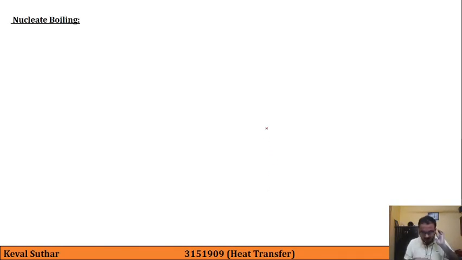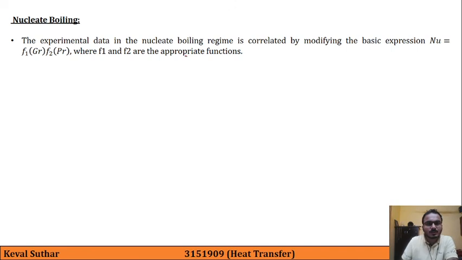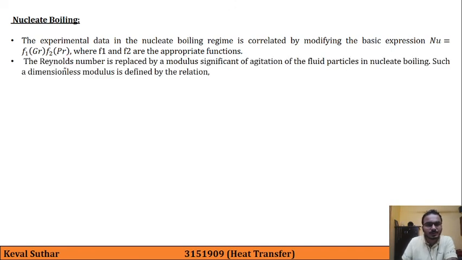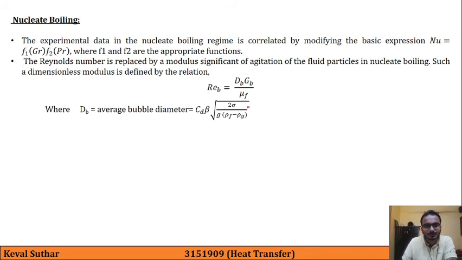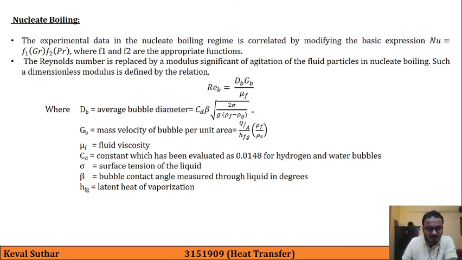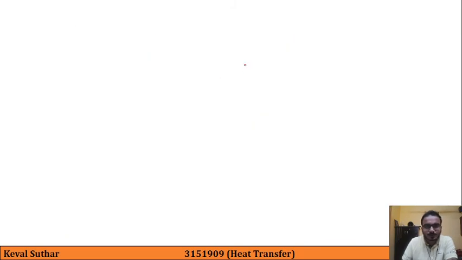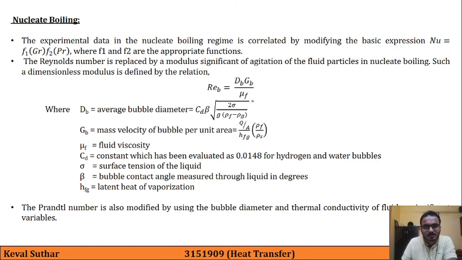Next is nucleate boiling. Here the function is the same and the Reynolds number is replaced by a modulus significant of agitation of fluid particles in nucleate boiling, and it is given by this formula. So this is a slightly different Reynolds number, where dB is the average bubble diameter with these values. You can pause this video and go through all these nomenclatures by yourself. We will only be accepting this, so you can pause this video and watch this.